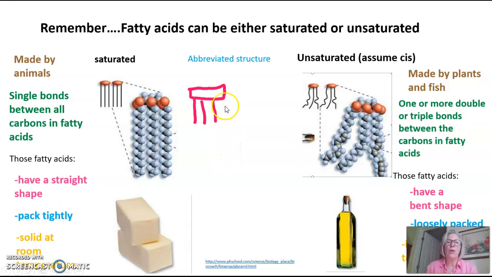We have an abbreviated structure for each of these forms of a triglyceride. So if I wanted to draw an abbreviated structure of a triglyceride that had saturated fatty acids, I would draw this rectangle at the top to represent the glycerol part of the triglyceride, and then 3 straight lines to indicate the saturated fatty acids. If I want to draw an abbreviated structure for an unsaturated fatty acid, I would again draw the rectangle for the glycerol, but I would intentionally draw the lines indicating the fatty acids with bends or kinks.